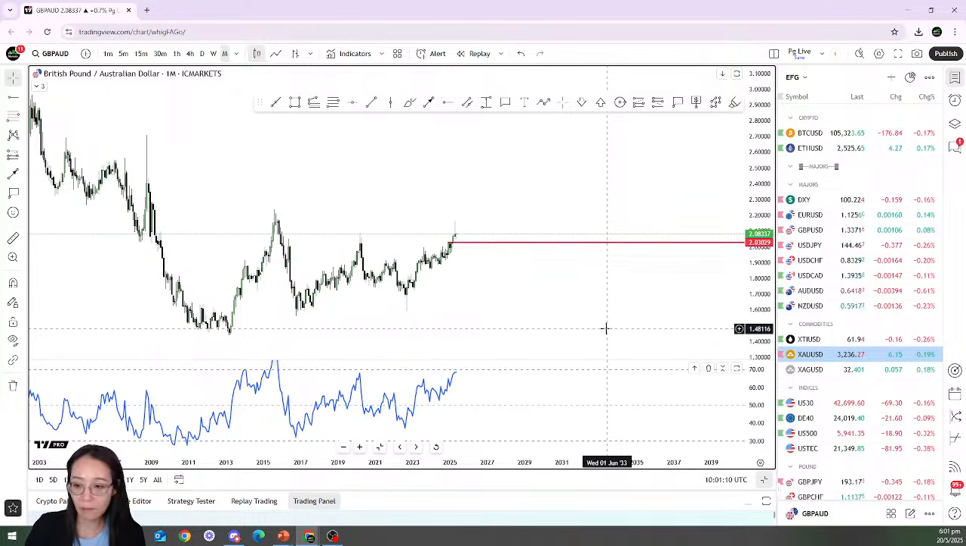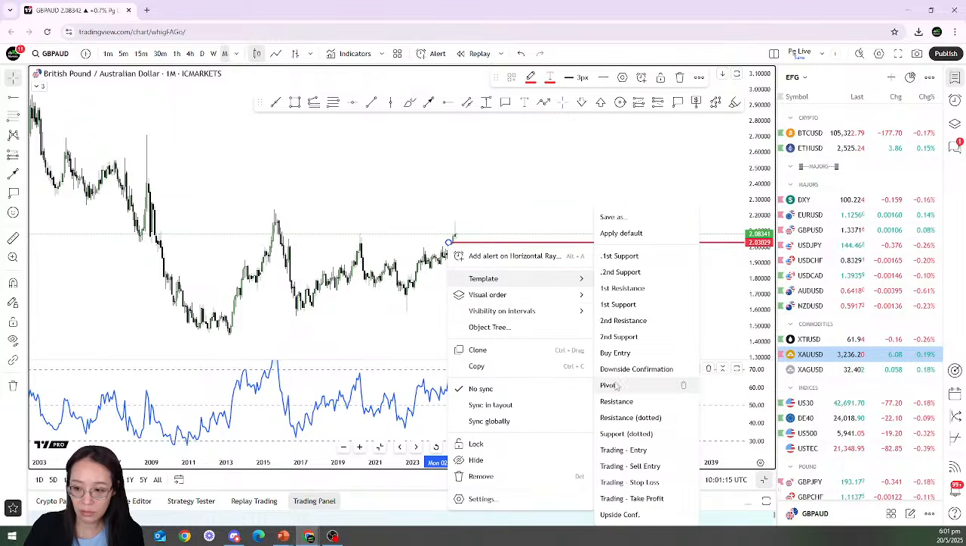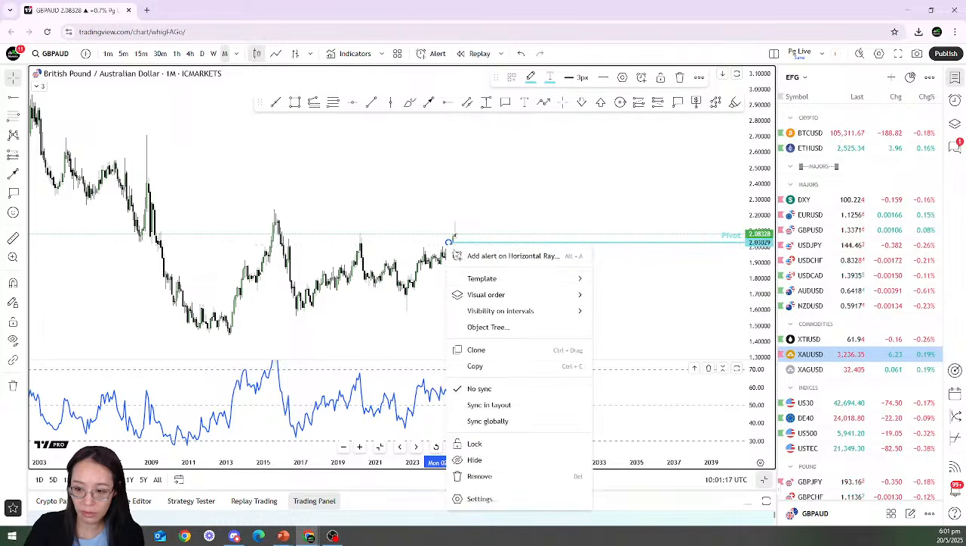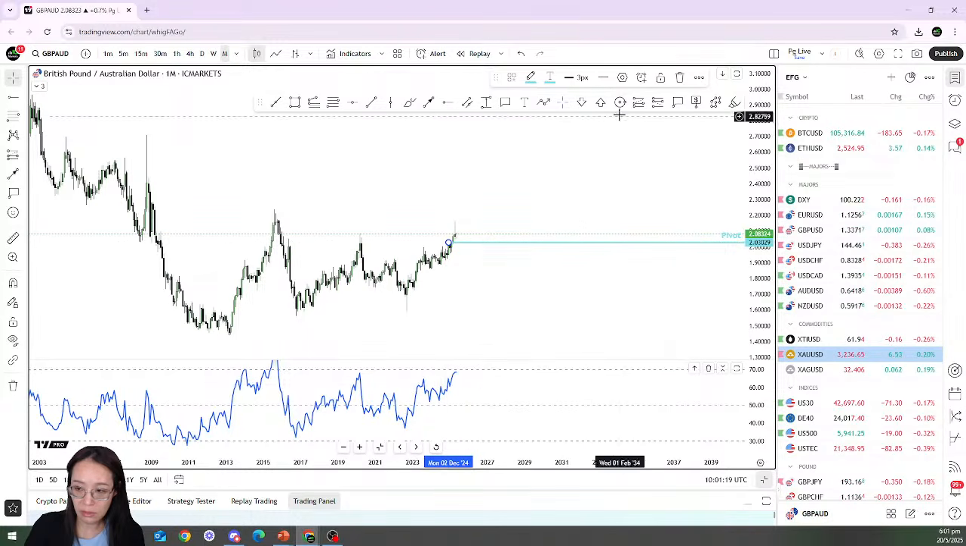Look, price is falling, so you should look for the buy entry. This is going to be your pivot point or your buy entry right here. Why is it this color?